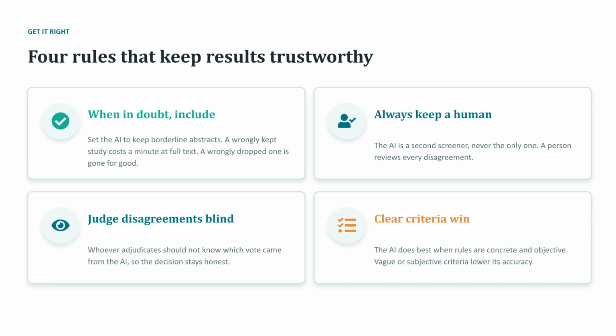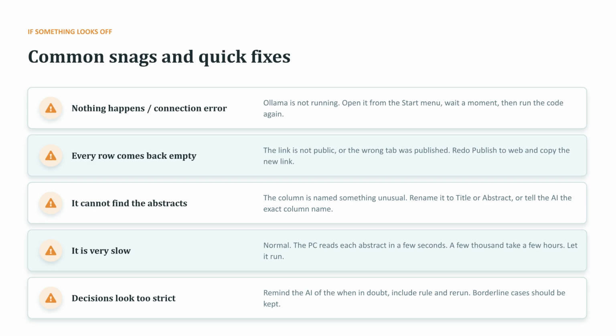And fourth, clear criteria win. The AI does its best work when the rules are concrete and objective, and it struggles when they are vague or subjective. A few things might go wrong, and they all have quick fixes. If nothing happens or you get a connection error, Ollama is not running. Open it from the start menu, wait a moment, and try again. If every row comes back empty, the link probably is not public, so redo publish to web and copy the fresh link. If it cannot find the abstracts, your column is named something unusual. Rename it to title or abstract.